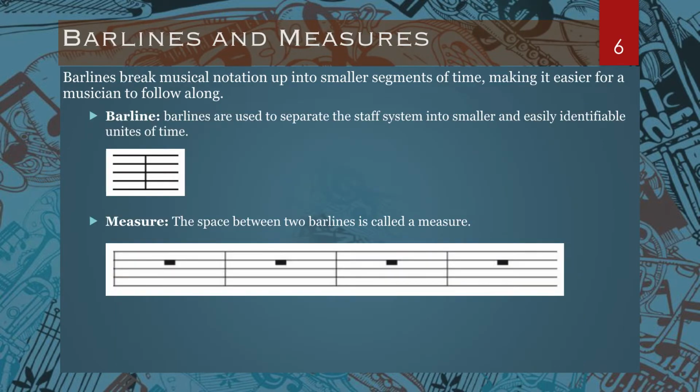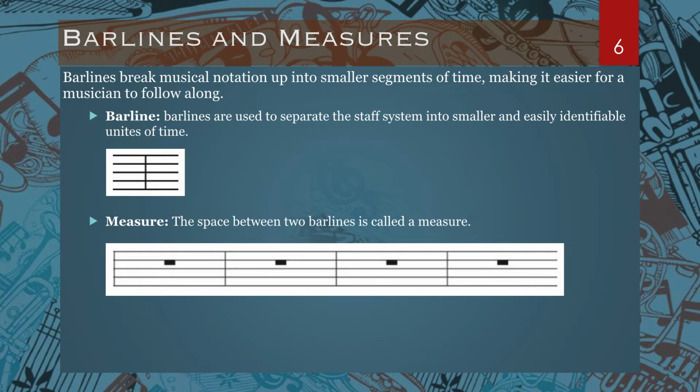Okay, so now we're going to talk about bar lines and measures. This is a pretty simple concept, but a very important one. Musicians use bar lines to break musical notation up into smaller segments of time. This makes it easier for a musician to follow along with the music.